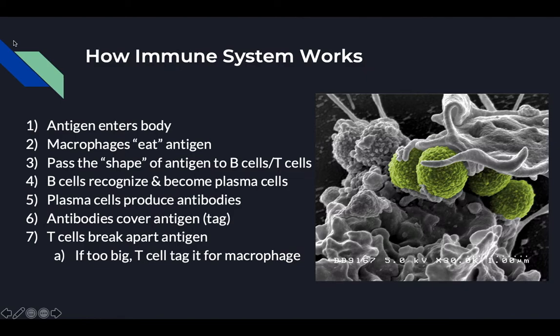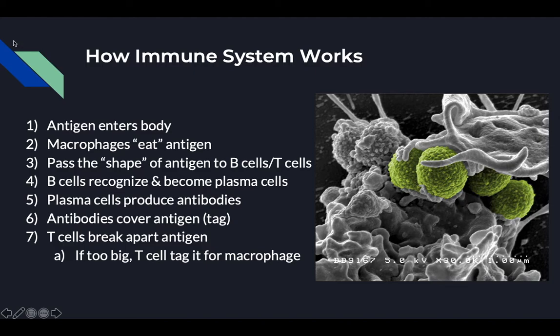All right, so how the immune system works. Step 1, antigen enters body. Step 2, macrophage eats. Engulfs is a better word, but eats is a word that's easier to understand. The antigen. The macrophage is like, all right, got it, know who this antigen is, and it passes the shape, like passing out a wanted poster, to B cells and T cells.